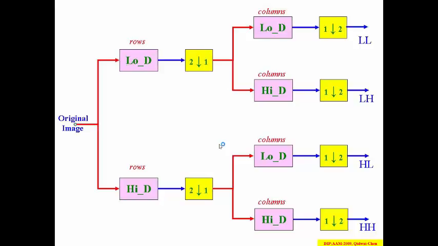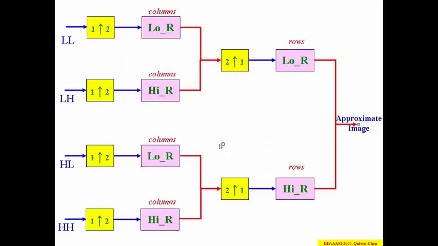This means that the scale actually will be decreased. Then the resulting image, I will apply again to low decomposing filters and high decomposing filters in the direction of the columns. In order to obtain the LL, which is the approximation, here I have the vertical detail, this is the horizontal detail, and this is the diagonal detail. So this is for the decomposition.